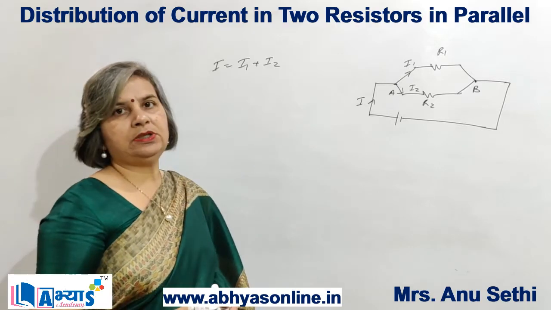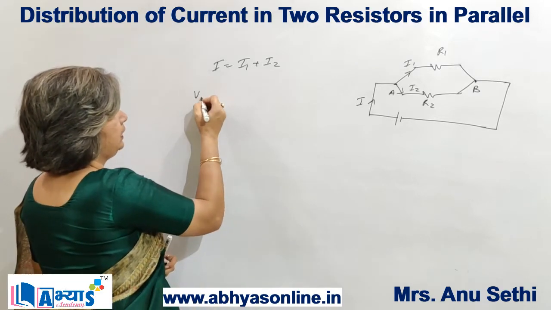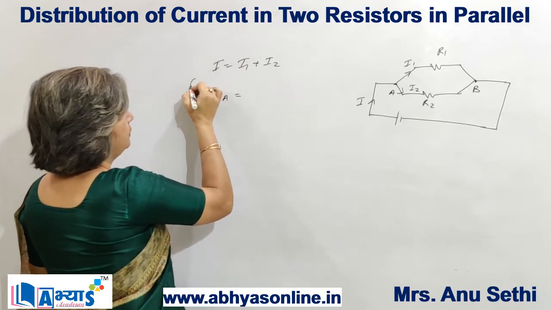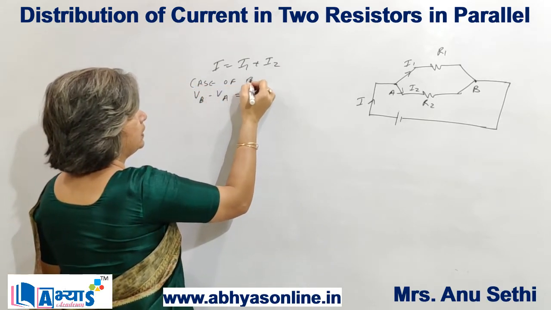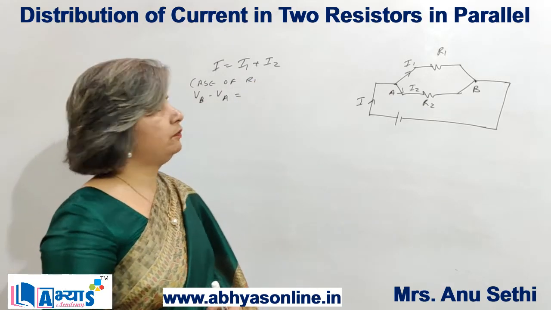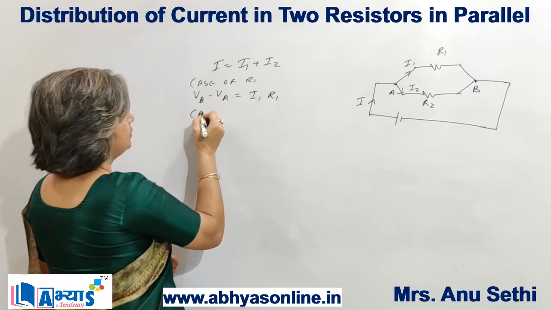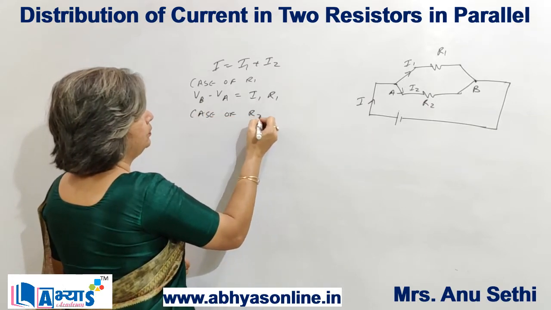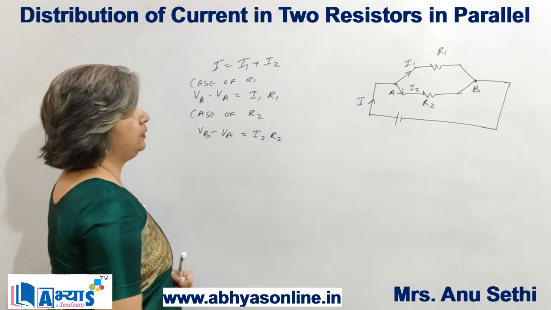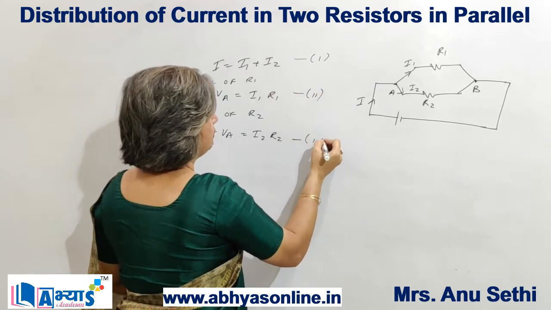As we know that the potential difference across resistances in parallel is equal, the potential difference VB minus VA, in the case of R1, according to Ohm's law, V is equal to IR, will be I1 R1, and in case of R2, VB minus VA will be I2 into R2. Let us suppose this be equation 1, this be equation 2, and this be equation 3.